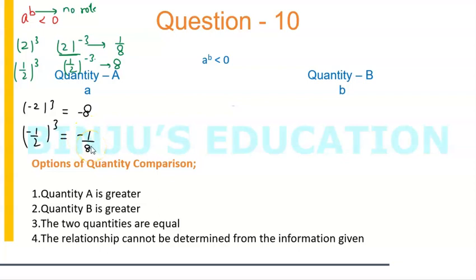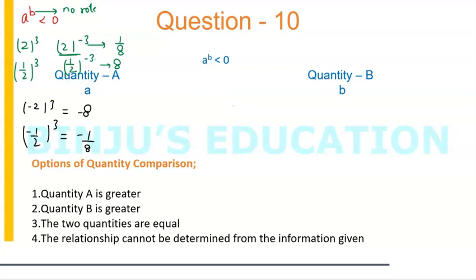So whether your power is positive or negative, the sign of the expression will not change. That means b will have no role if a to the power b is less than 0. b will actually play no role unless and until a is positive or negative.